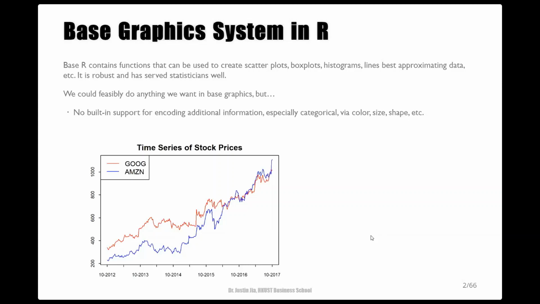And we could feasibly do anything we want in base graphics. However, instead of representing data in terms of x and y coordinates, the base plotting system has no built-in support for encoding additional information, especially categorical information, where graphical elements have different aesthetic properties like color, marker shape, line type, etc. For instance, to plot multiple data series for weekly stock prices, we need to do manual subsetting and plot multiple times to add multiple curves separately and color them differently.